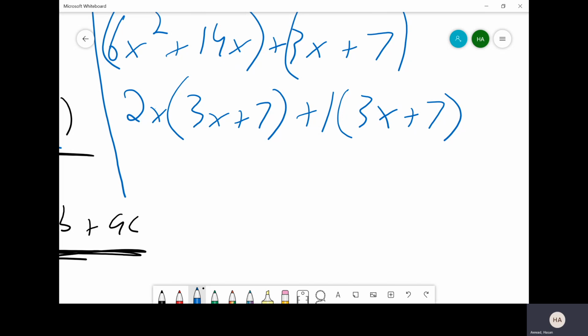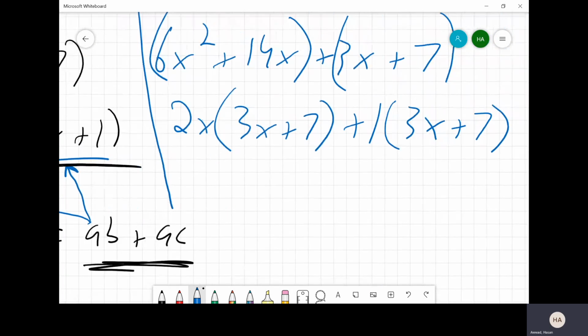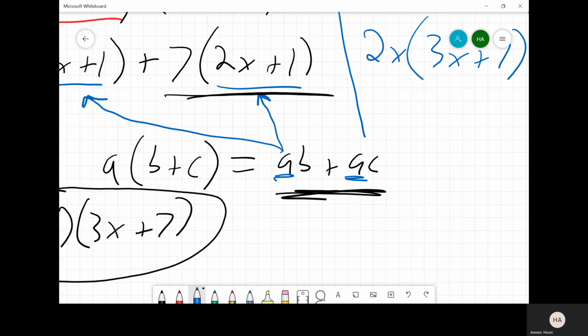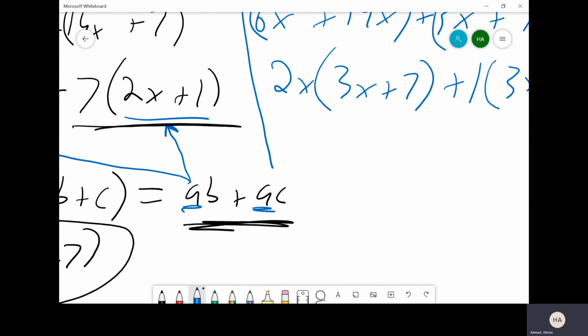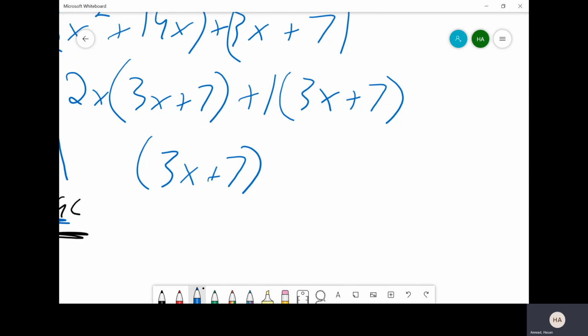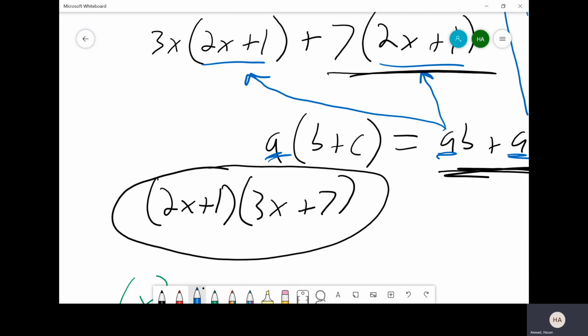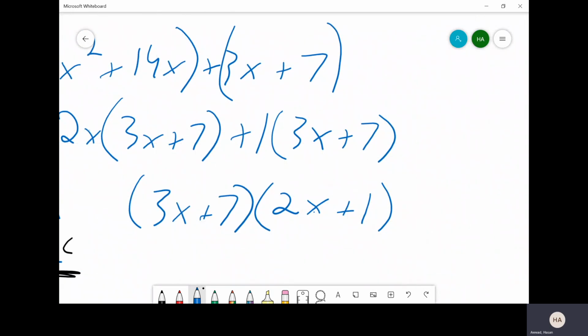The only difference between what we did the first time and what we're doing the second time is that our a here and here are just going to be reversed. So instead of our a being 2x plus 1, our a is 3x plus 7. So we take 3x plus 7 out of both pieces, and all we're left with is 2x plus 1, and we see here that is exactly what we had before. 2x plus 1 times 3x plus 7, and it doesn't matter the order, right? 3x plus 7 times 2x plus 1.